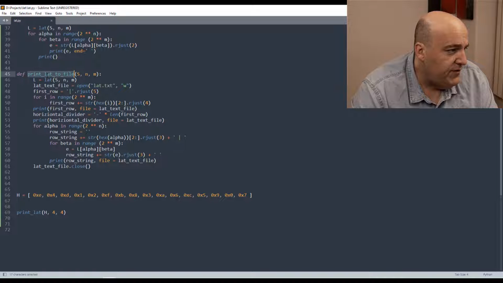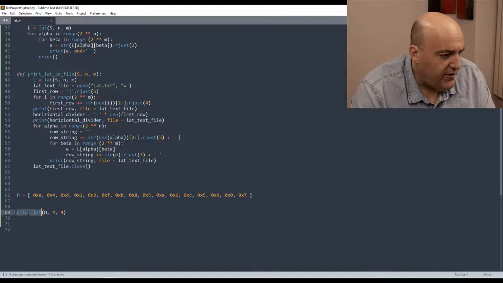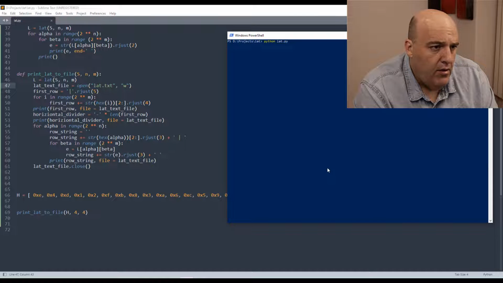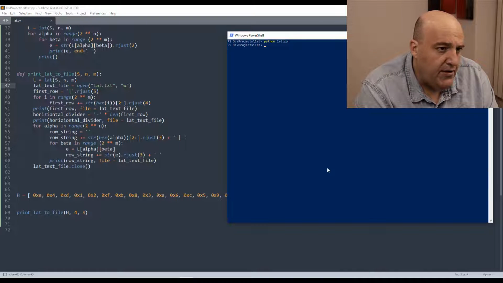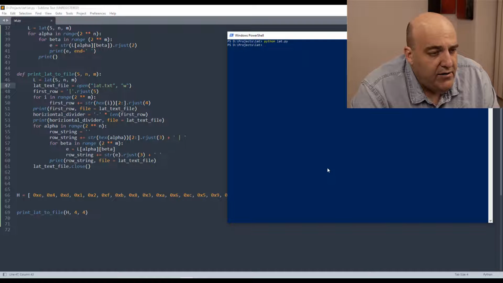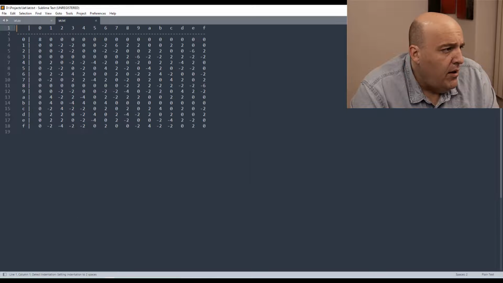We need to change our function now. We've got to print the LAT to a file. So it's going to print it to a text file this time. When we run our file, it may seem like nothing happens, but in fact, a text file was created in our directory. Let's take a look at it. And here it is right here.